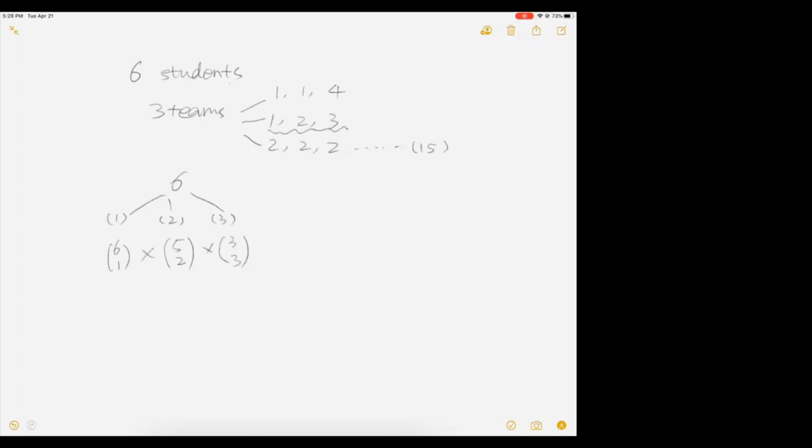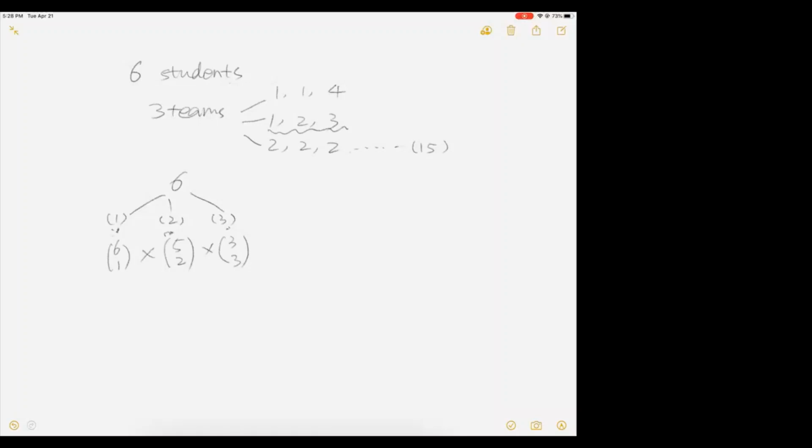This time we don't have to divide by 3 factorial, because the team sizes are different. So 3 teams, it doesn't matter which is first, which is second. There are 3 distinct teams. So there's no such situation where we assign 2 teams of equal size, where every time you get these 2 students, the other 2 automatically form a team, or vice versa.